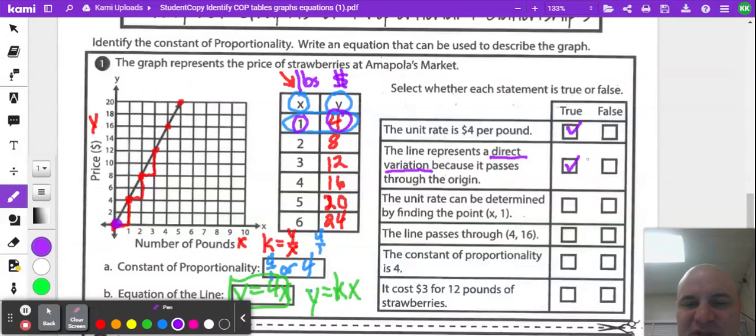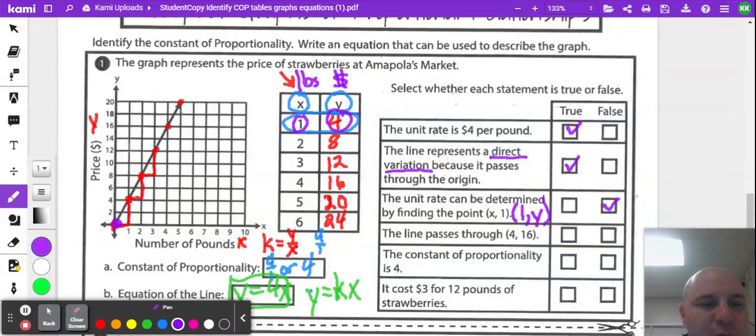The next one says the unit rate can be determined by finding the point x comma y. Well, unfortunately, that is false. Or x comma 1, sorry, not x comma y, x comma 1. That is false because it cannot be determined doing x comma 1. However, it can be determined doing 1 comma y, because you go over to the right one and then up to y. So that statement was false.